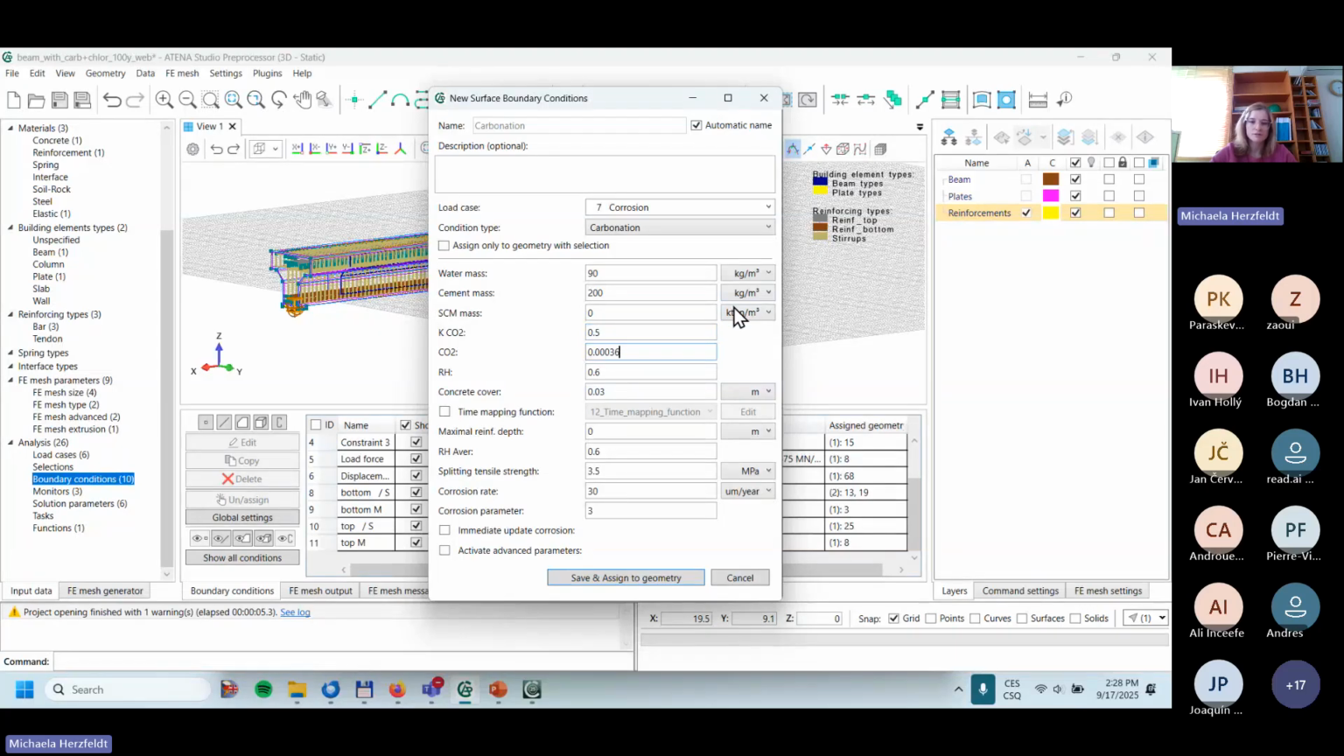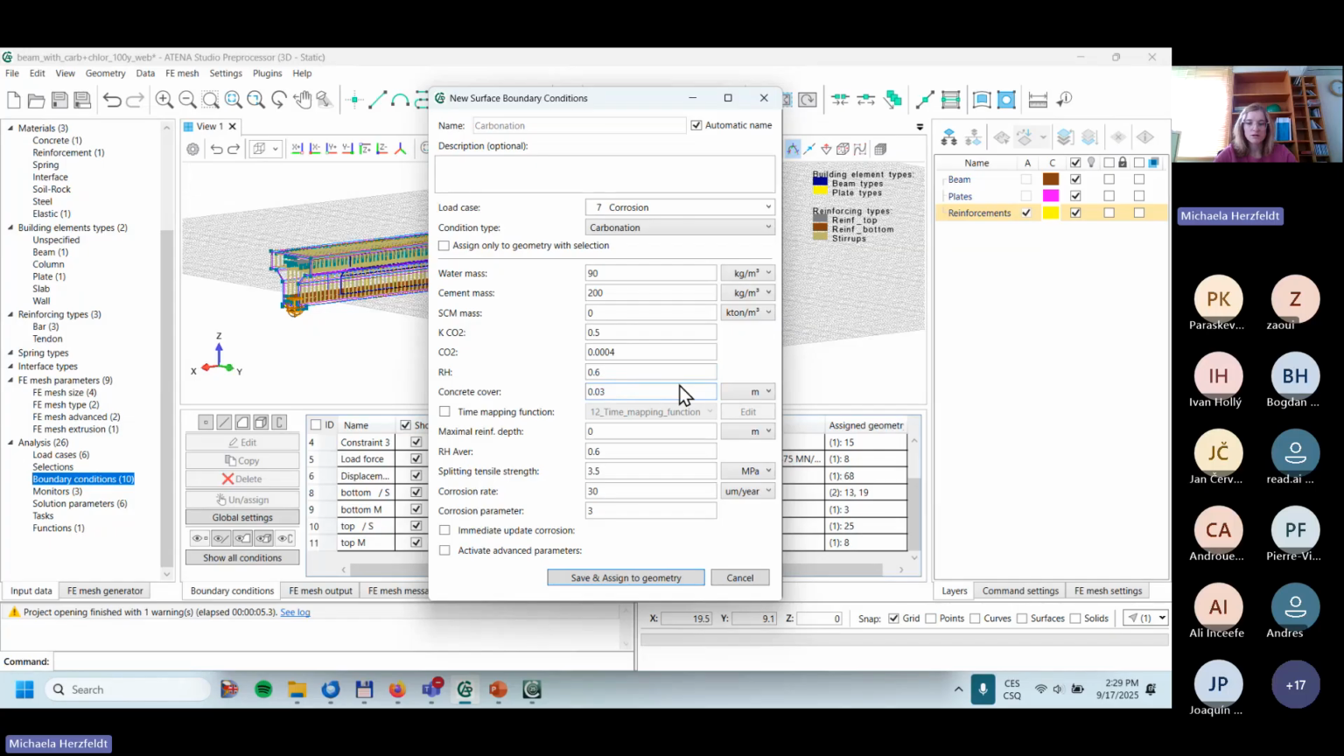Then we have here the concentration of carbon dioxide in atmosphere. I would increase it a little bit because I think that nowadays the standard is 400 ppm. This is the relative humidity. Maybe I should mention just a small thing: relative humidity below 0.5, or 50%, basically stops carbonation. So it needs to be higher than 50% to trigger the effect of carbonation.